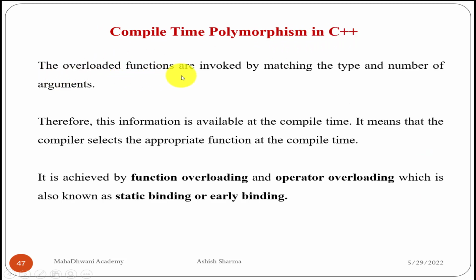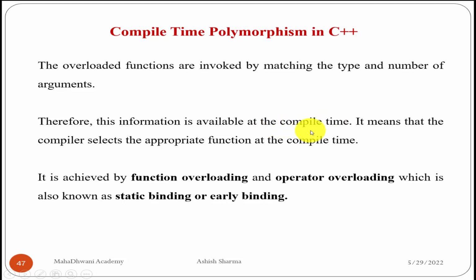The overloaded functions are invoked by matching the type and number of arguments. Here we are implementing the concept of function overloading. Function overloading we can achieve in two ways. Number one, by changing the number of arguments of the function. Number two, by changing the data type of the arguments of a function. Therefore, this information is available at compile time.